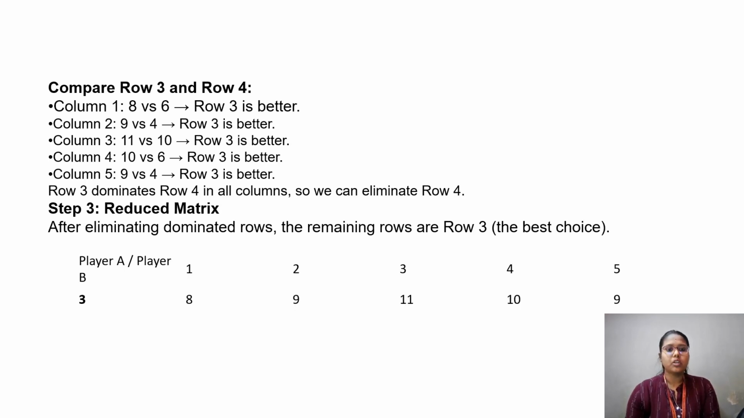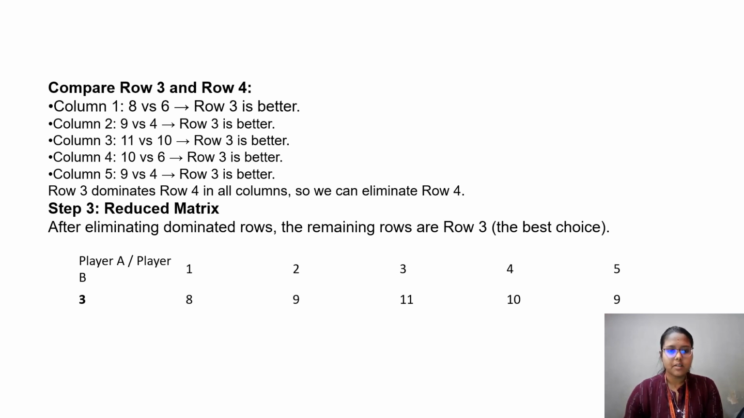Now compare row 3 and row 4. We have to compare all the rows and eliminate accordingly. Column 1, 8 versus 6, row 3 is better. Column 2, 9 versus 4, row 3 is better. Column 3, 11 versus 10, row 3 is better. Column 4, 10 versus 6, row 3 is better. Column 5, 9 versus 4, row 3 is better. So row 3 dominates row 4 in all the columns. So we eliminate row 4.